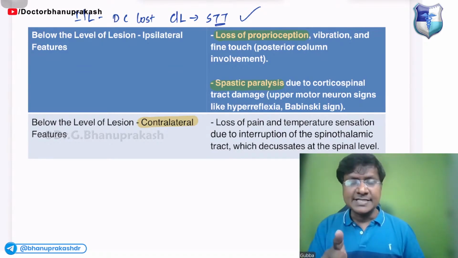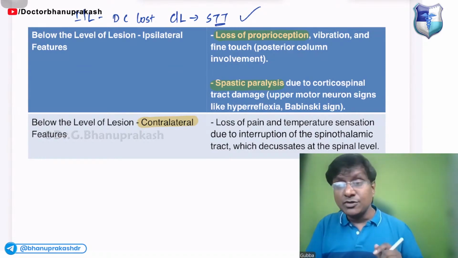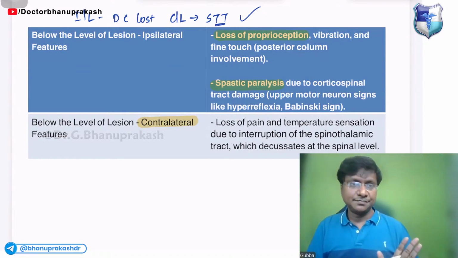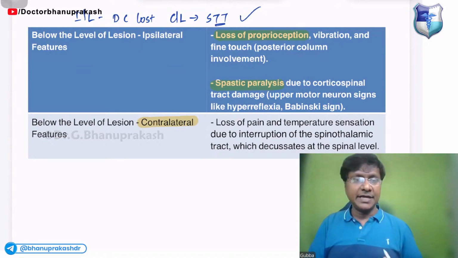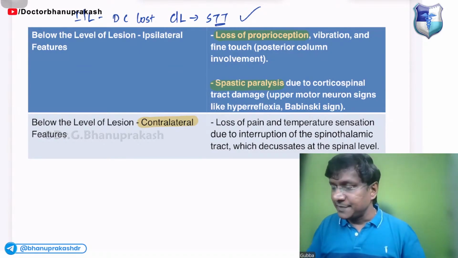What are the sensory features below the level of lesion? Ipsilateral dorsal column sensations are lost. Contralateral spinothalamic tract sensations are lost. Okay, that is what you observe in patients with Brown-Sequard syndrome. Now, how do you manage these patients?